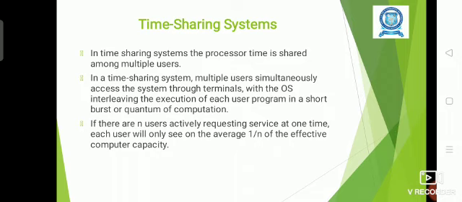If there are n users on a time sharing system, each user can use 1 by n of the effective computer capacity. If n users are using the system, each user can use 1 by nth of the effective computer capacity.